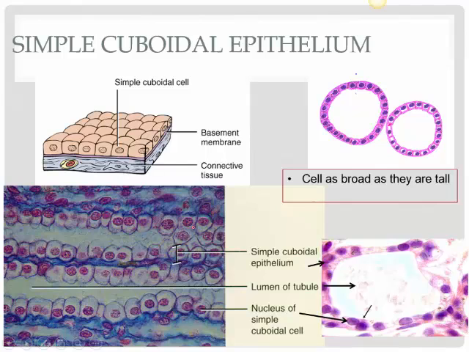Let's look at the next epithelium. Here the cells are cube-like, meaning as tall as they are broad. That's why it's called cuboidal epithelium. Notice up here it again rests on a basement membrane. So you see the nucleus, and the cell is as broad as it is tall.